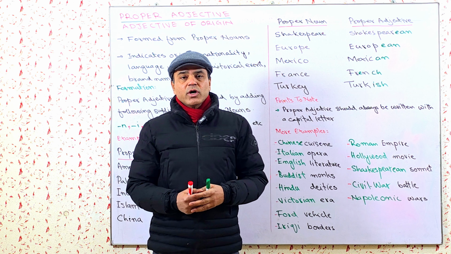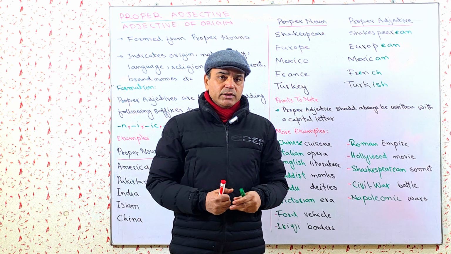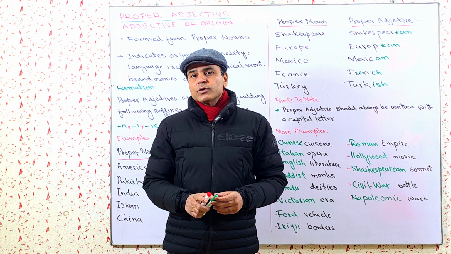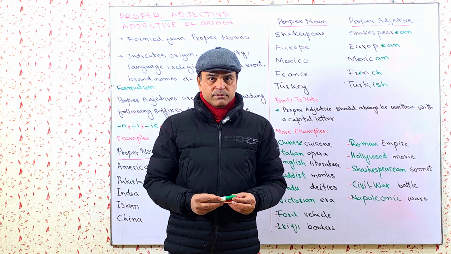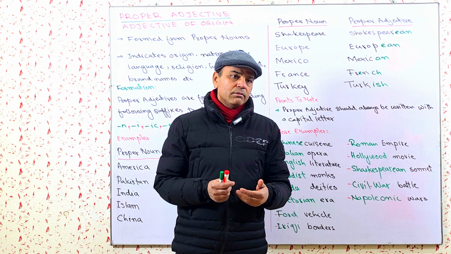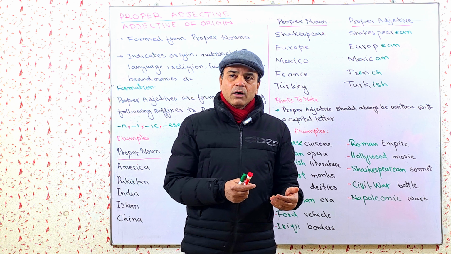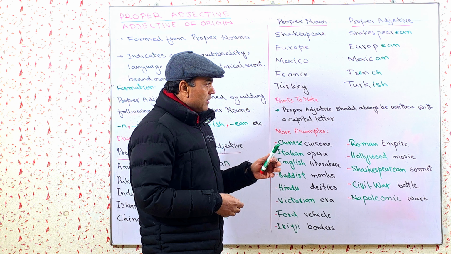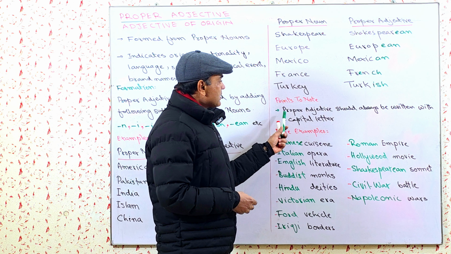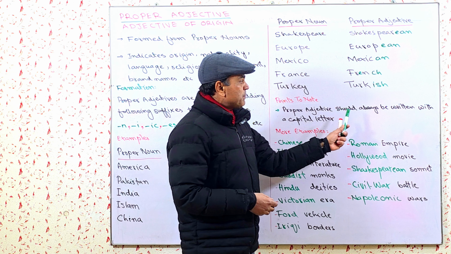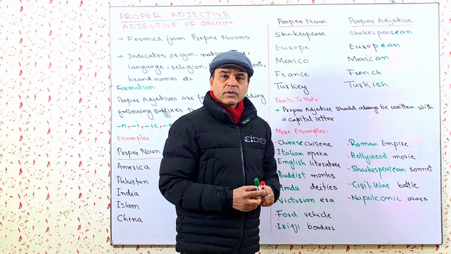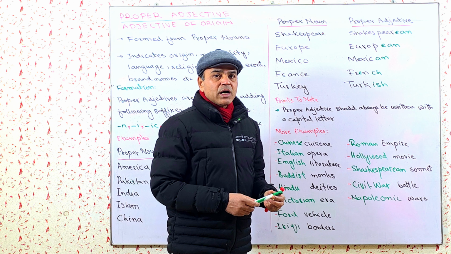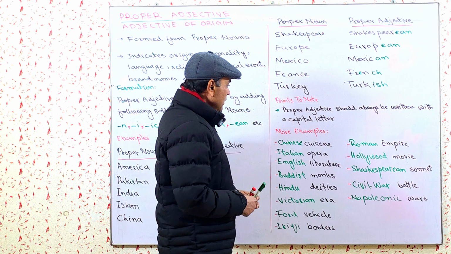Here, I would like to draw your attention to one important point related to composition: if you are writing a proper adjective while writing an essay, article or something else, the point to be noted is that the proper adjective must be written with a capital letter. Like proper nouns, proper adjectives are also written with a capital letter.